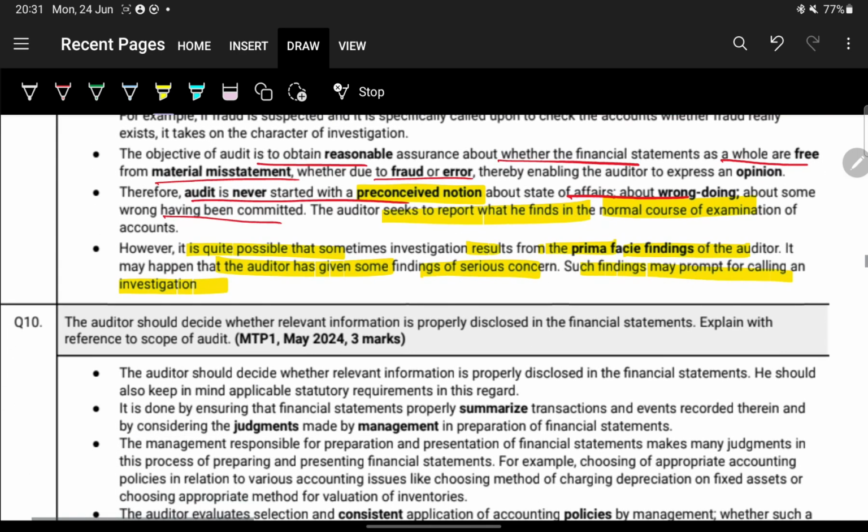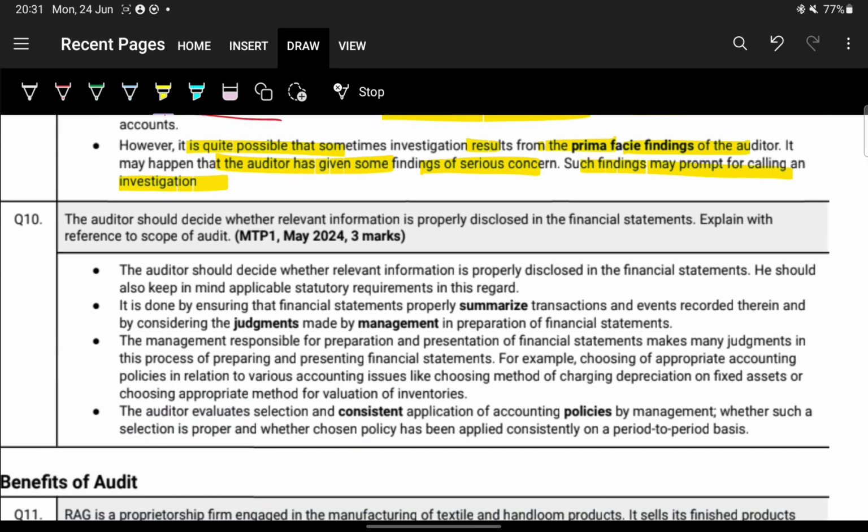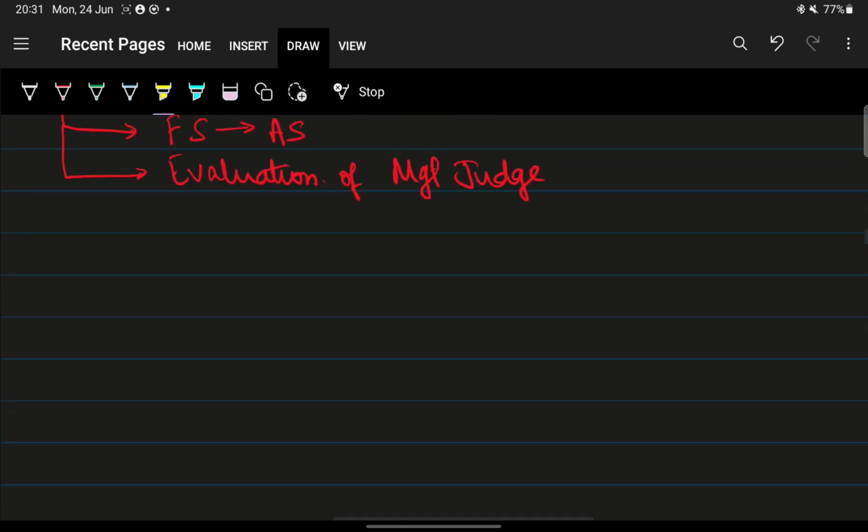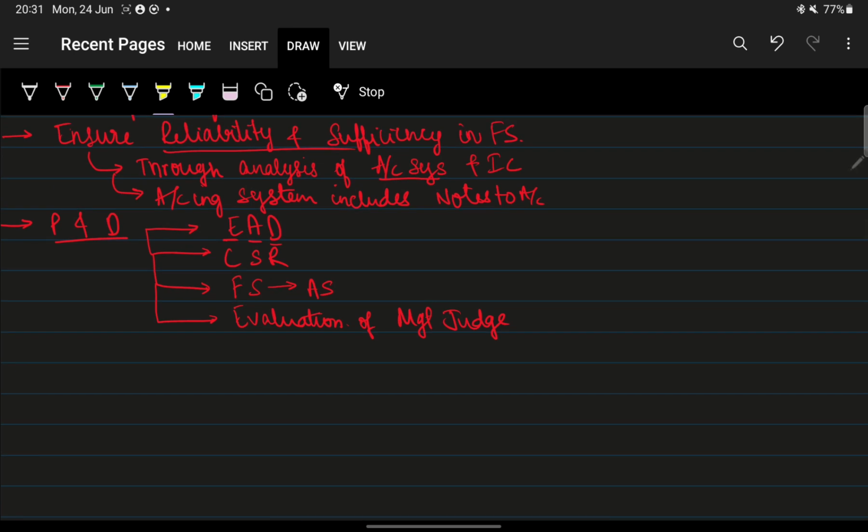Next, the auditor should decide whether relevant information is properly disclosed in the financial statements. Explain with proper reference to scope of audit. Again, start with the scope of audit. Basically they've asked only relating to disclosures. When it comes to presentation and disclosure, there are 4 points. So what does he have to evaluate? He has to ensure adequate disclosures.